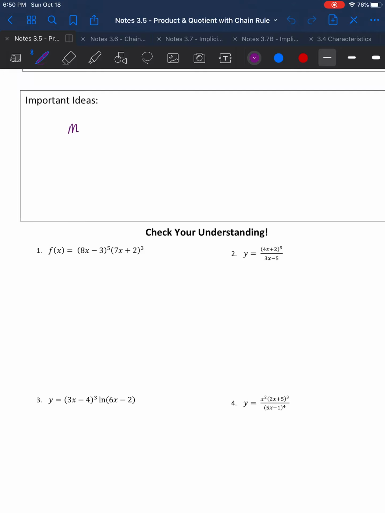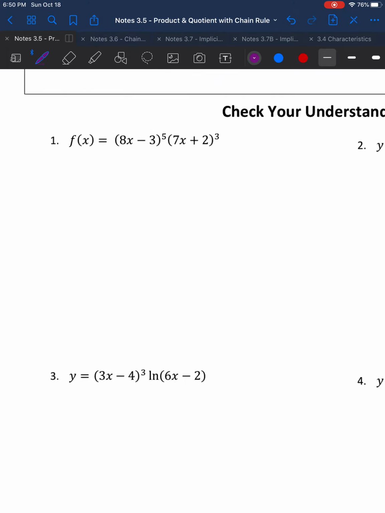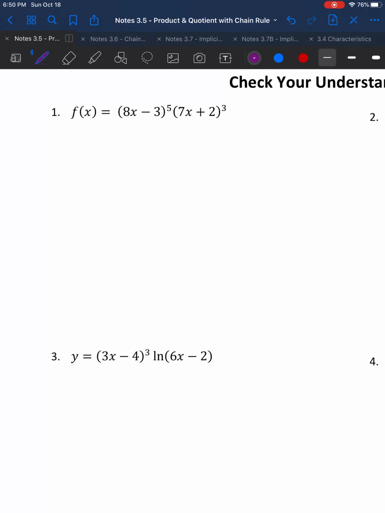Hi guys, today we're going to continue chain rule, but today we're going to include chain rule with product and quotient rule involved. As far as the big ideas go, the biggest thing is just you should still be working on memorizing all of our derivatives.